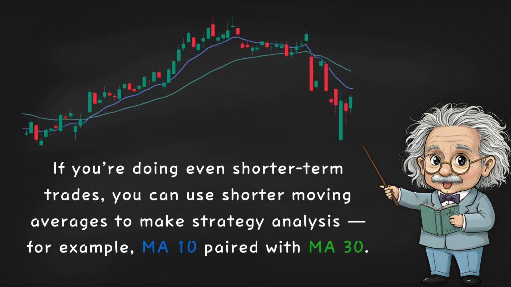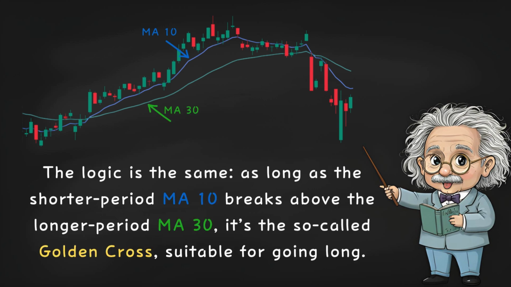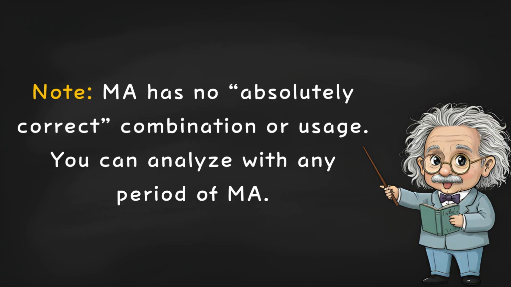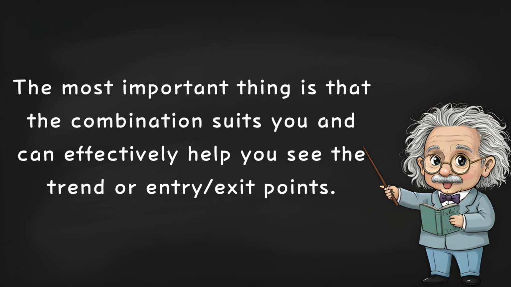If you're doing even shorter-term trades, you can use shorter moving averages for strategy analysis. For example, MA 10 paired with MA 30, the logic is the same. As long as the shorter period MA 10 breaks above the longer period MA 30, it's the so-called golden cross, suitable for going long. When MA 10 falls below MA 30, it forms a death cross, a signal to exit. Note, MA has no absolutely correct combination or usage. You can analyze with any period of MA. The most important thing is that the combination suits you and can effectively help you see the trend or entry and exit points.